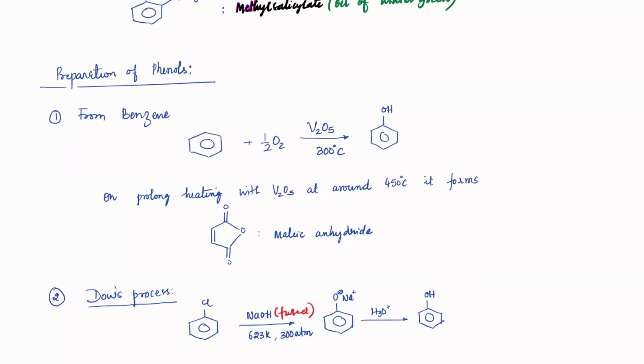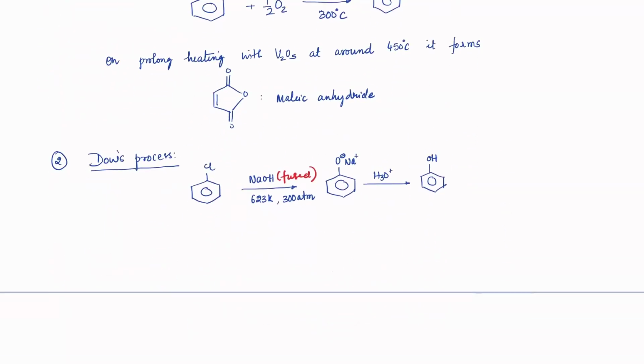Let's see the preparation of phenols, starting from benzene. Benzene, if you react with vanadium pentoxide and keep the temperature up to 300 degrees Celsius, we end up getting phenol. In fact, if you heat it above 450 degrees Celsius, then even these two carbons will break and convert that into maleic anhydride and 2 moles of carbon dioxide. That's the reaction with benzene.